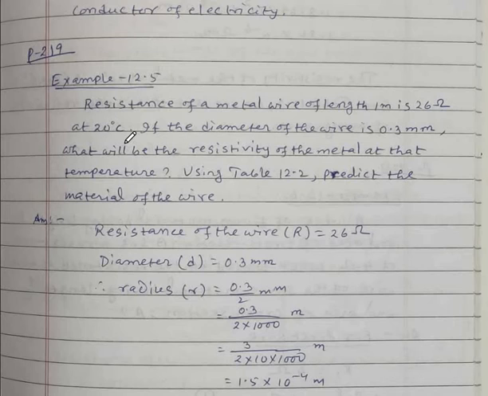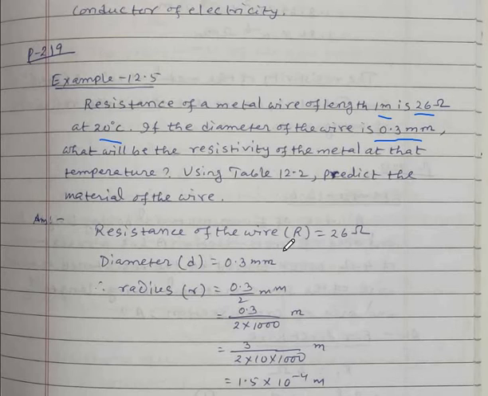Question is given: resistance of a metal wire of length 1 meter is 26 ohm at normal temperature 20 degree Celsius. If the diameter of the wire is 0.3 millimeter, then what will be the resistivity of the metal at that temperature? And using table 12.2 as per your textbook, predict the material of the wire also. Look how I am calculating this.